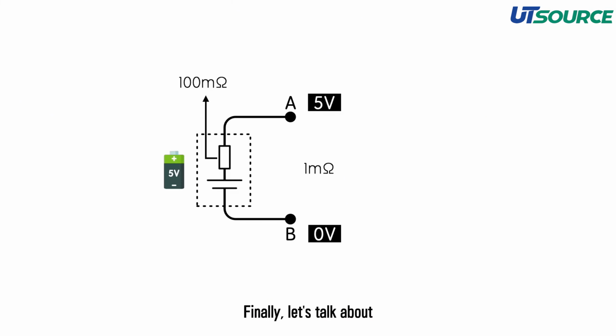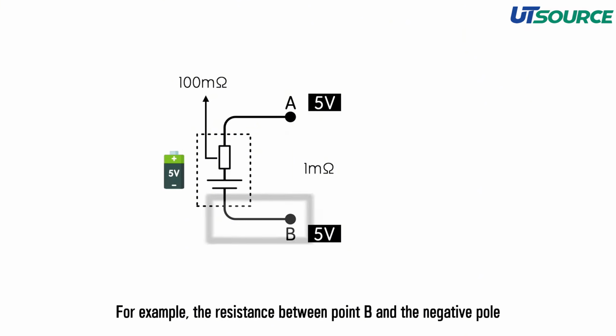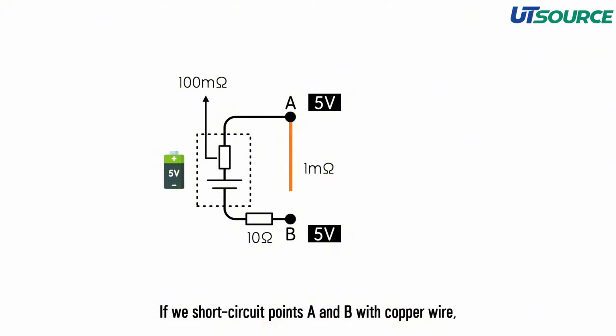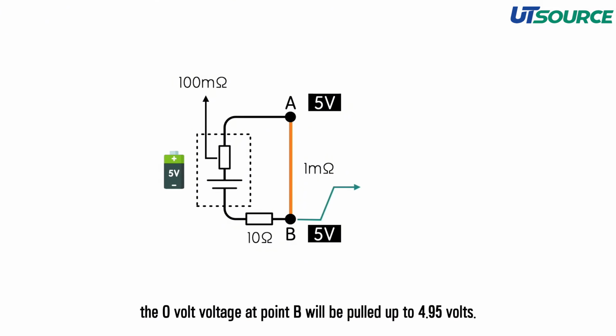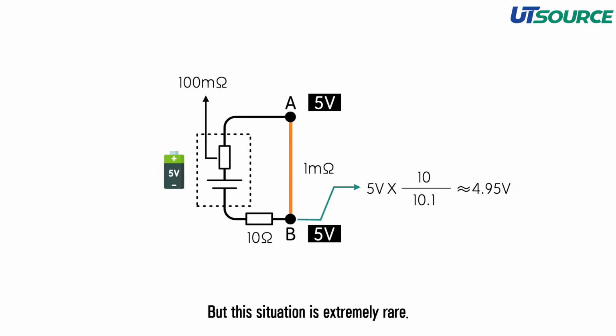Finally, let's talk about whether a 0-volt voltage can be raised by 5 volts. This situation also exists. For example, if the resistance between point B and the negative pole is 10 ohms and we short circuit points A and B with copper wire, according to the voltage division principle, the 0-volt voltage at point B will be pulled up to 4.95 volts. But this situation is extremely rare.